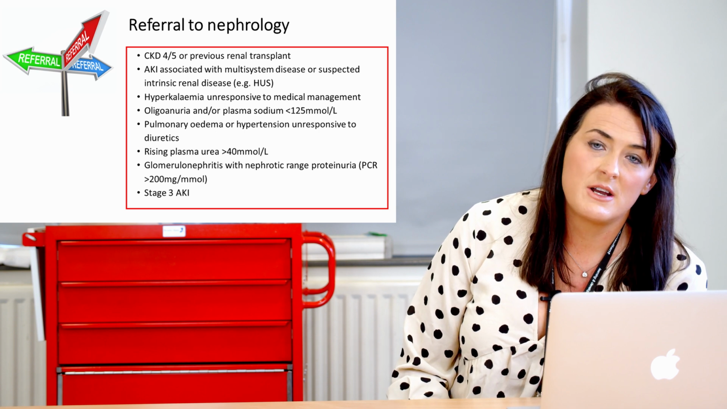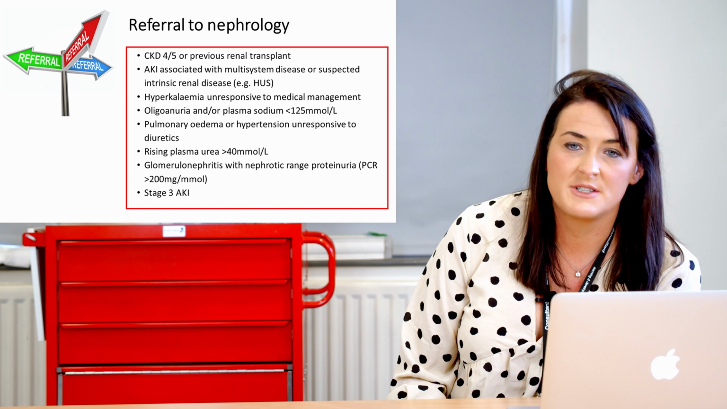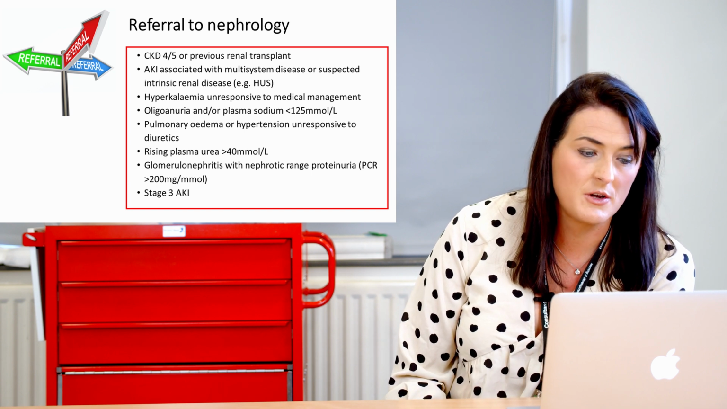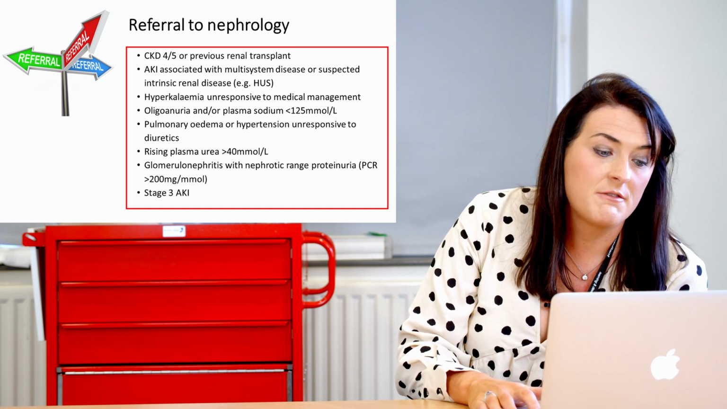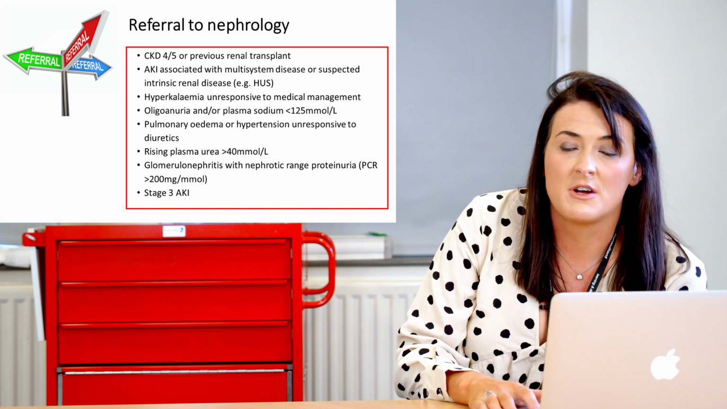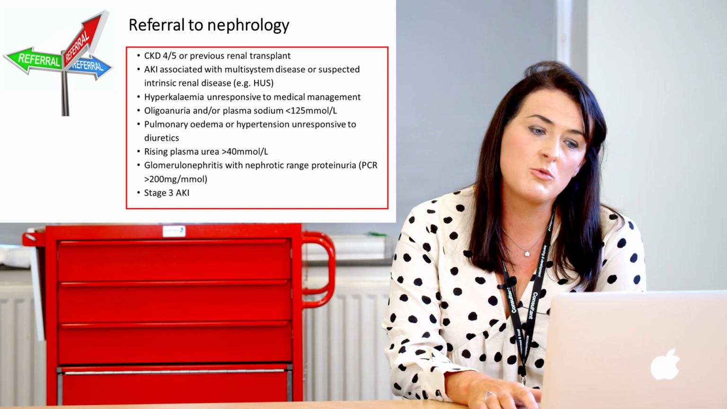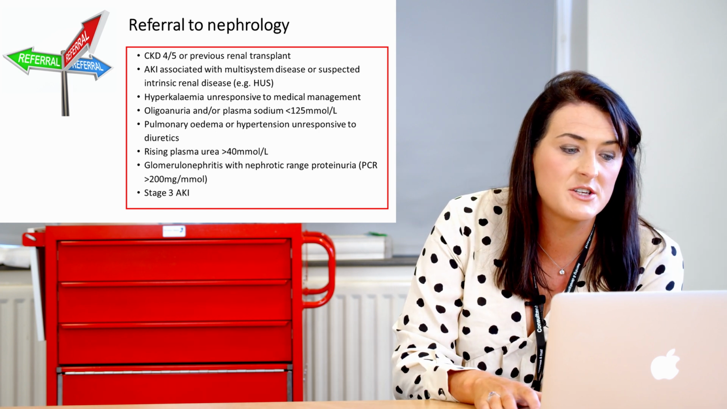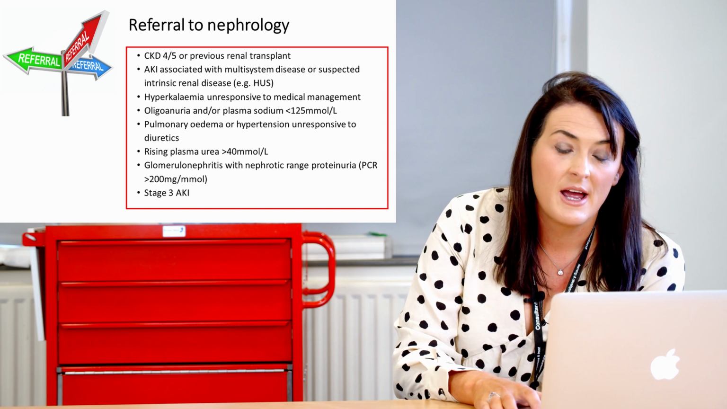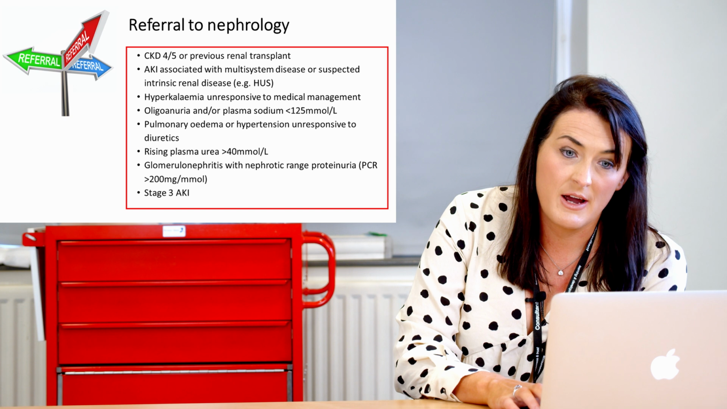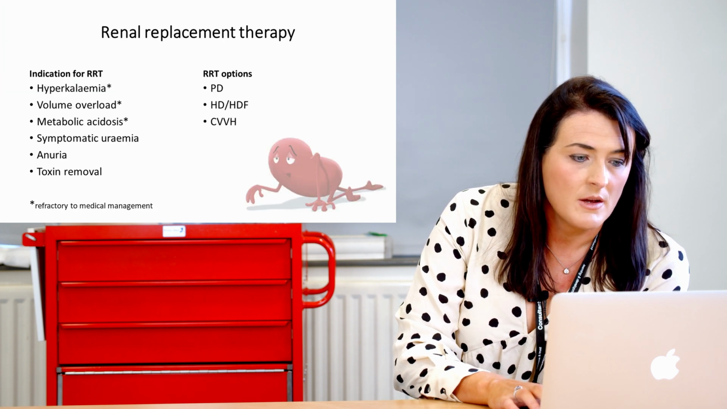If their urea is greater than 40, so uremic children become unwell, they do not want to take fluids, they will not take solids for you, and they will progressively become more lethargic. If they have a glomerulonephritis with a nephrotic range urine protein creatinine ratio, so anything over 200 from a urine protein creatinine ratio is nephrotic range, we would want to know about that. And stage 3 AKI, definitely. Stage 2, very happy to also have a discussion about those children.